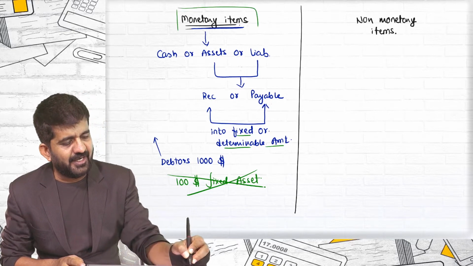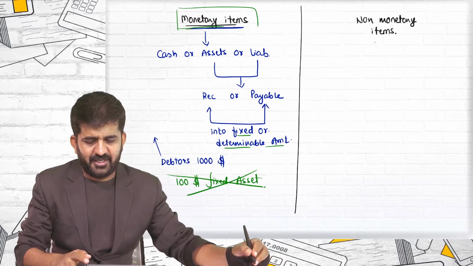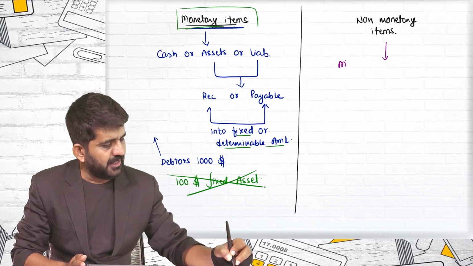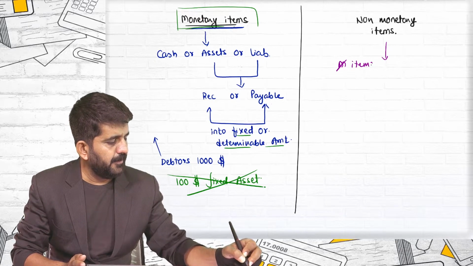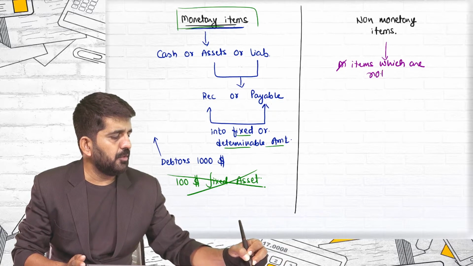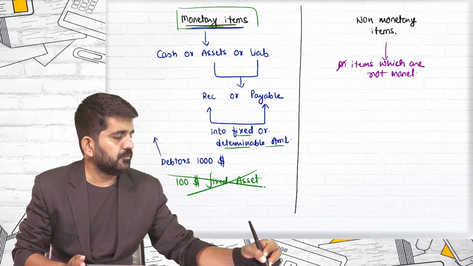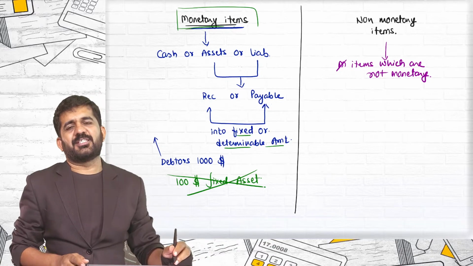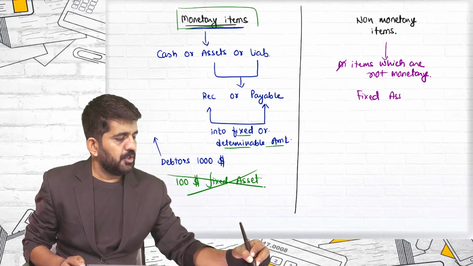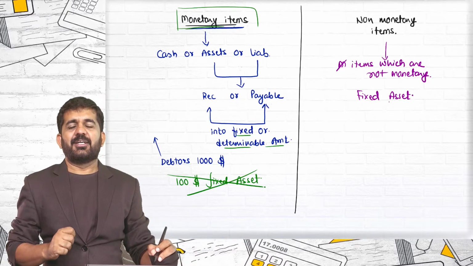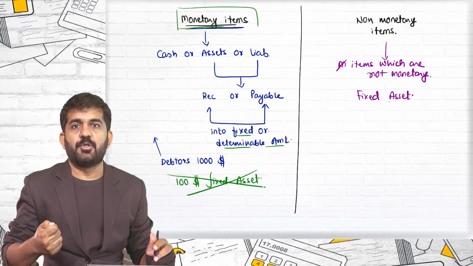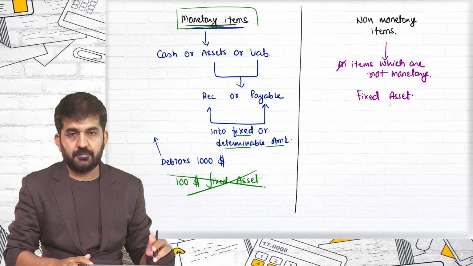So monetary and non-monetary items are very easy. Non-monetary items are items which are not monetary. Of course, fixed asset will come over here. So you just have to decide whether the item is monetary or not. It will be helpful for valuation purposes.